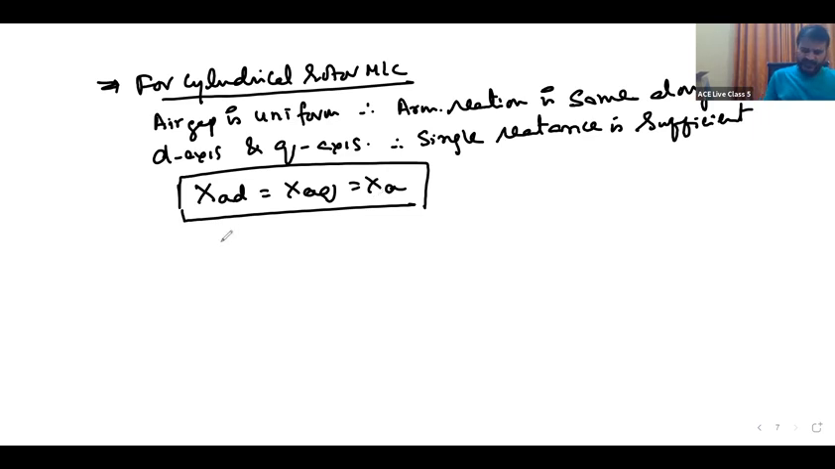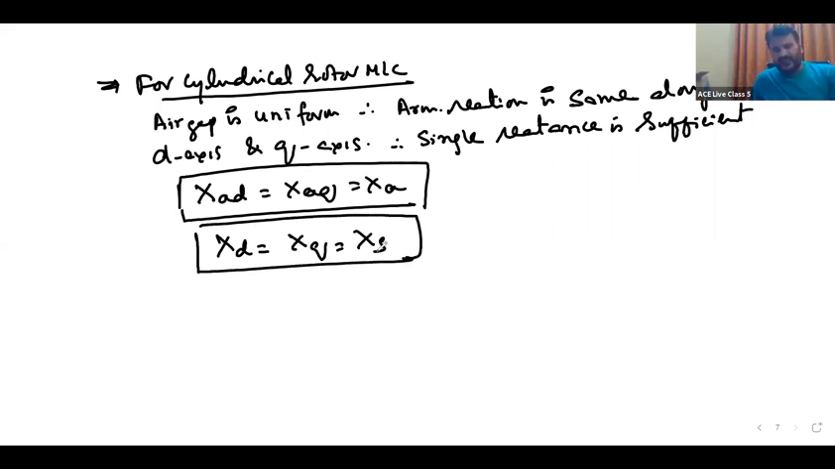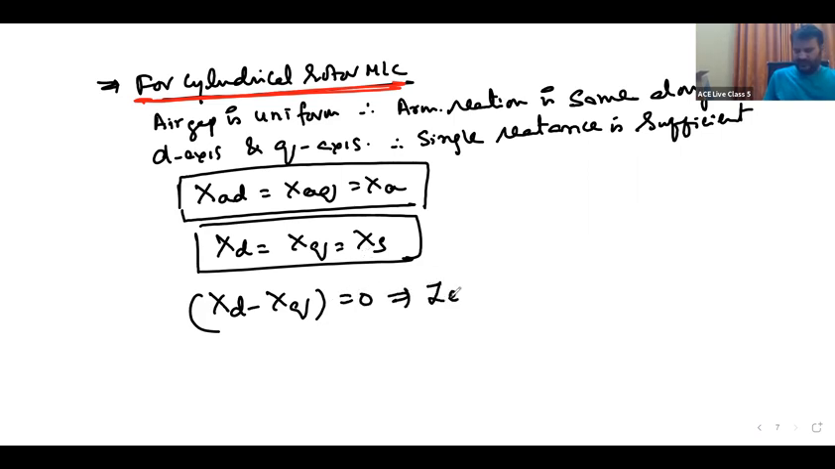Similarly, XD is equal to XQ, that is equal to XS. Both are the same in a cylindrical rotor synchronous machine. Then what is XD minus XQ? XD minus XQ is equal to 0. That is said to be zero saliency, no saliency. That's the reason it is called non-salient pole.